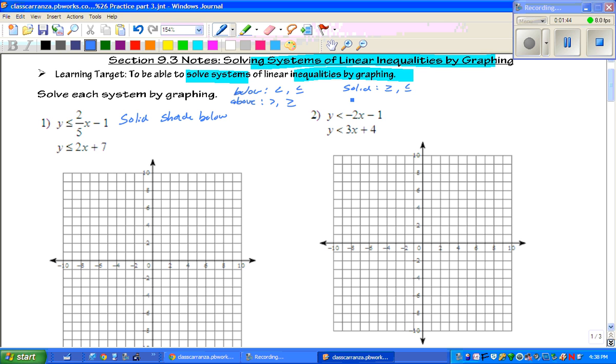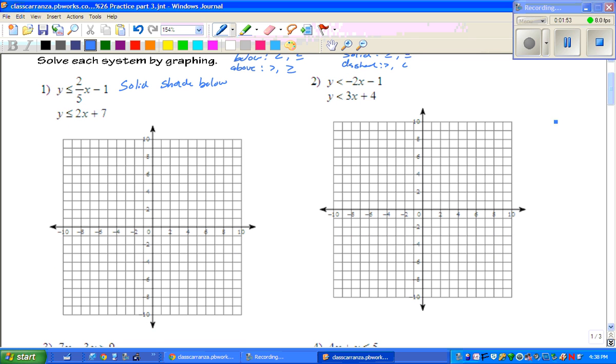Solid line and a dashed line. So, 2/5 x minus 1. Guys, we're kind of assuming that you know how to graph by now. If you don't, you need to come in for help. Because we're following the slope, we go up 2 over 5, up 2 over 5, and I'm going to go in both directions. And I'm going to draw my line. Now, I would shade everything above.